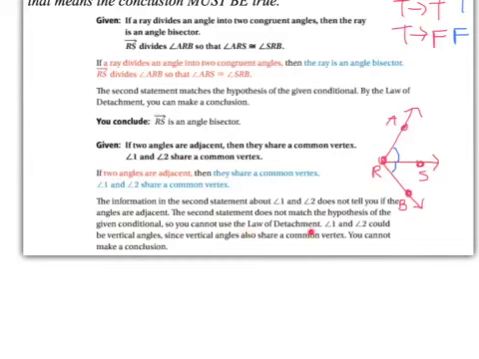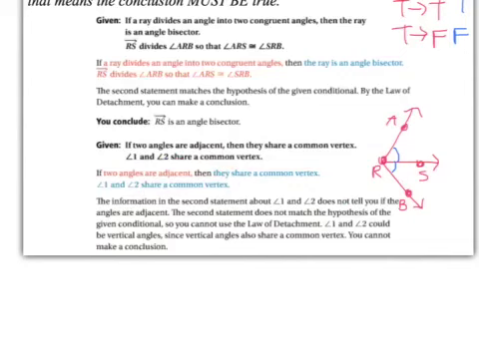So you can't use the law of detachment here. Angle 1 and 2 could be vertical angles, since vertical angles also share a common vertex. So they could be vertical or they could be adjacent. You can't make any conclusions from here. However, if this had said angle 1 and angle 2 are adjacent, then you could assume that they share a common vertex.